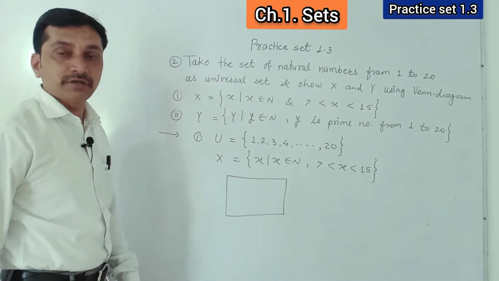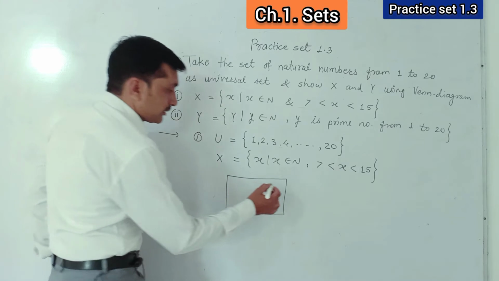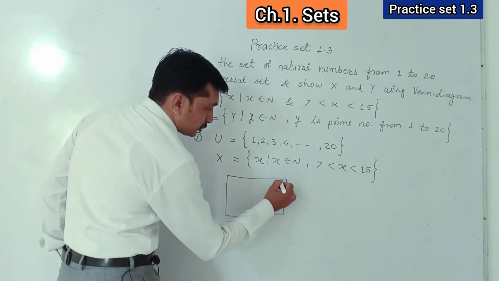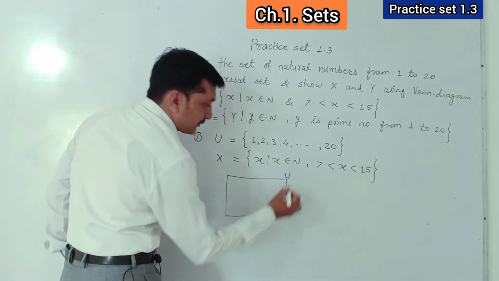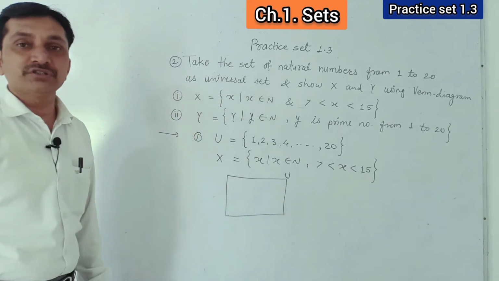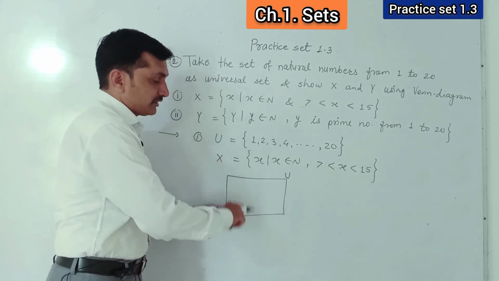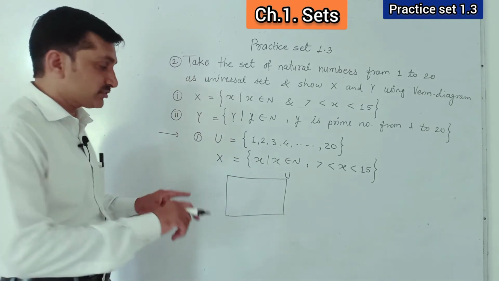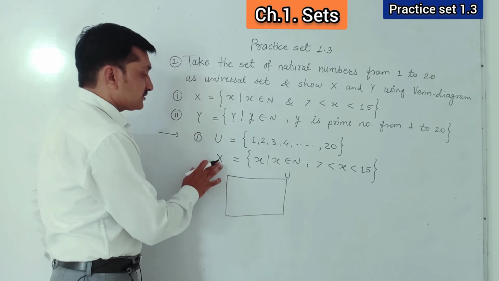Universal set is represented by a rectangle, and you can write the label outside or inside, no problem, anywhere. Here I write capital U. Capital U means universal set. Now all 20 numbers will be included in the rectangle.